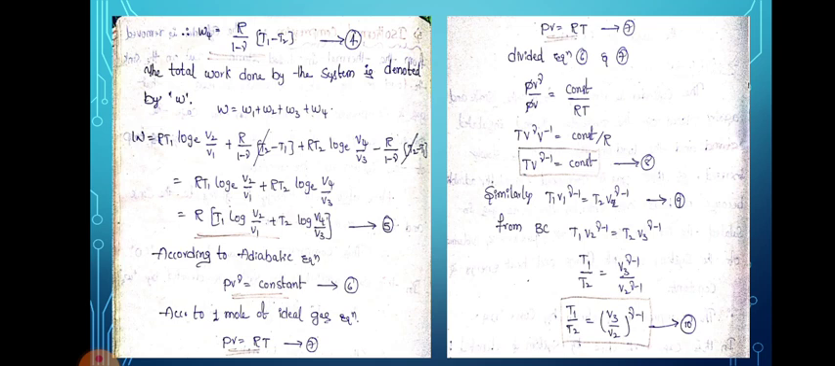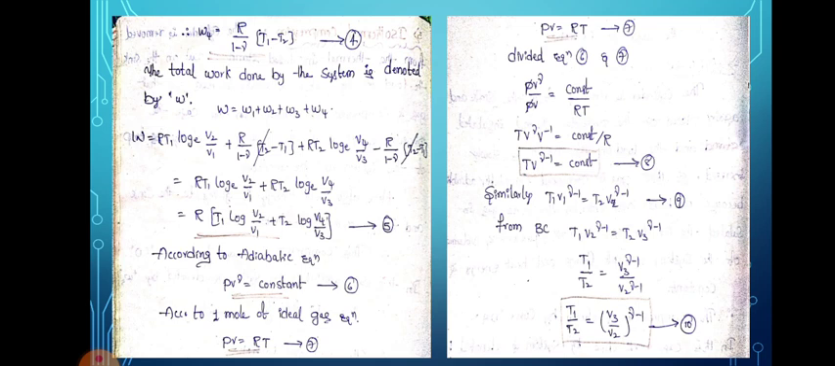According to the adiabatic equation, PV to the power of gamma is equal to constant. This is equation number 6. According to the ideal gas equation for 1 mole, PV is equal to RT. This is equation number 7. Dividing equation 6 by equation 7, PV to the power of gamma by PV is equal to constant by RT. So P gets cancelled, and T into V to the power of gamma minus 1 is equal to constant by R. Therefore, T into V to the power of gamma minus 1 is equal to constant. This is equation 8.